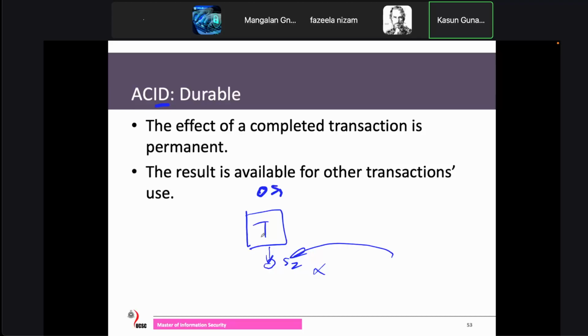So those are the four properties. If the database management system supports this, it is called transactional. So in other words, to be a transactional database, it must conform to all these four properties, right?